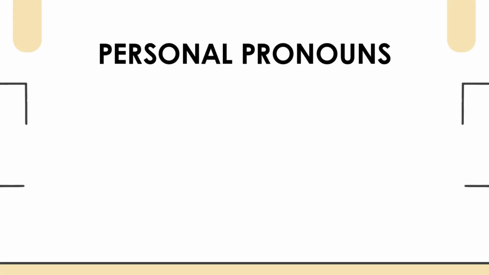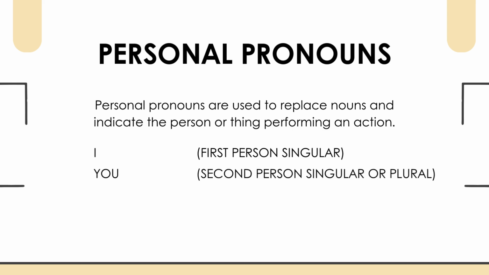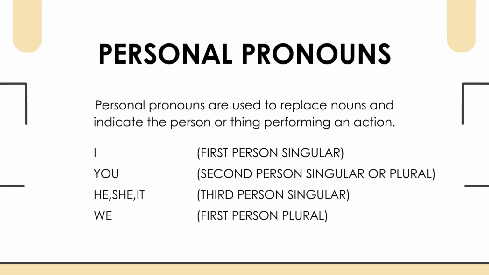Let's start by understanding personal pronouns. These pronouns replace nouns and show who or what is performing an action in a sentence. Here are the personal pronouns. I, first person singular. You, second person singular or plural. He, she, it, third person singular. We, first person plural. They, third person plural. Notice how these pronouns can represent both singular and plural forms. Take a moment to look at the table and familiarize yourself with them.